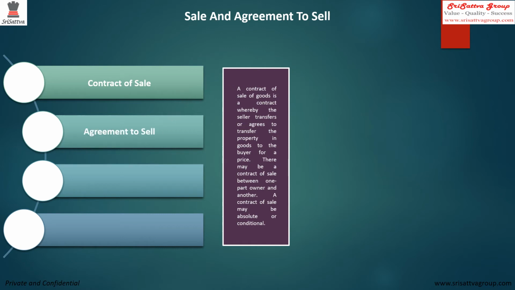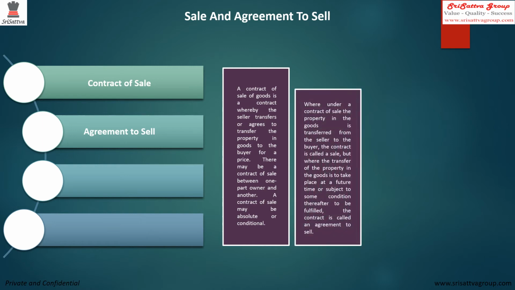Agreement to sell. Where under a contract of sale the property in the goods is transferred from the seller to the buyer, the contract is called a sale, but where the transfer of the property in the goods is to take place at a future time or subject to some condition thereafter to be fulfilled, the contract is called an agreement to sell.